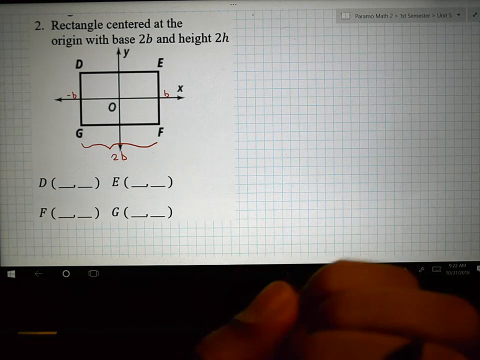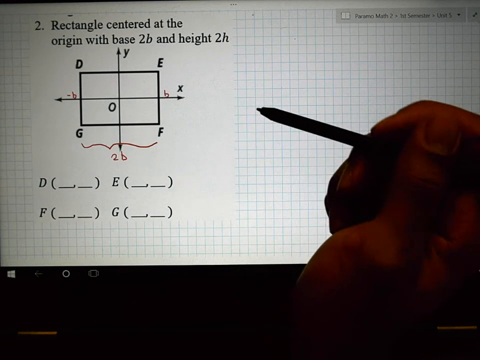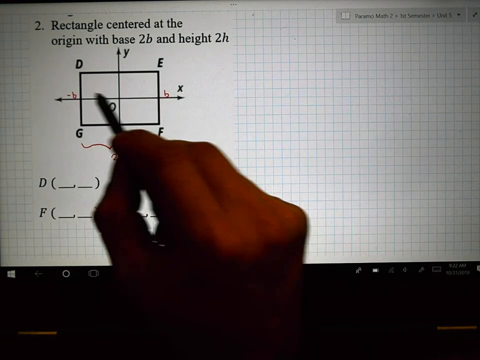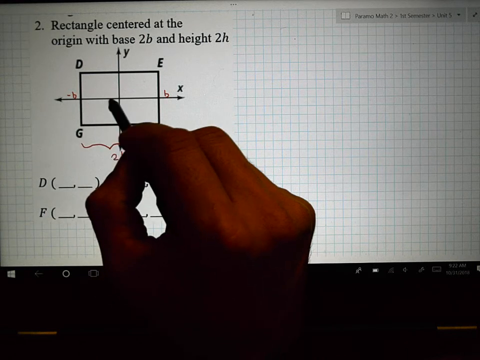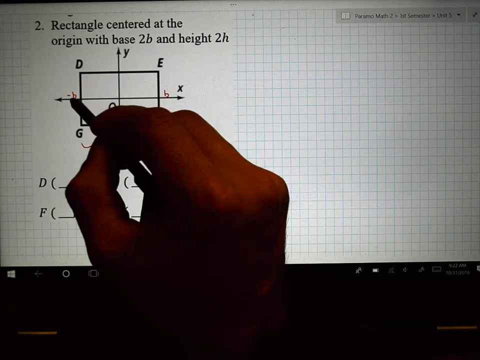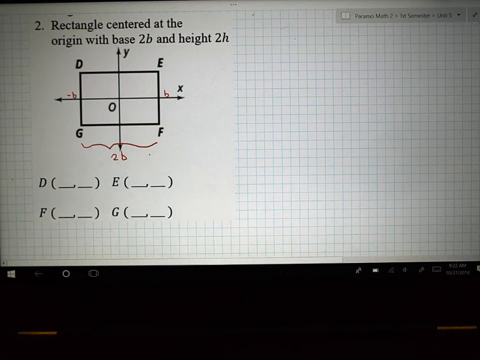Distance is always positive. The negative just represents the direction. Even though these are negative distances, it's not a negative distance, it's negative in the direction. That's 1b, here's another b, that makes 2b. I hope that makes sense. That's how I can explain it best.